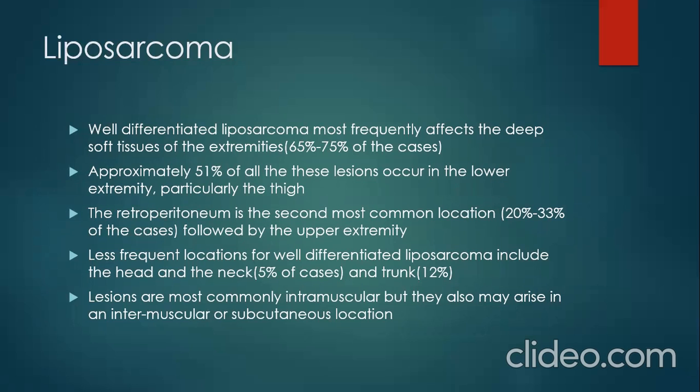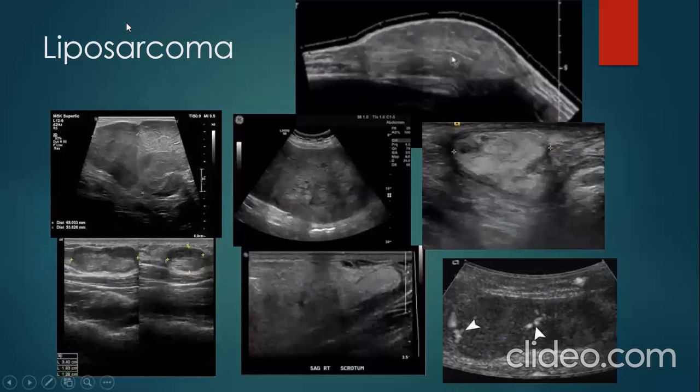Most of the time they're intramuscular, but they may also arise intermuscular or sometimes subcutaneous. So we might get them in a subcutaneous location. These are just various images showing these liposarcomas. As noted in these images, most of these liposarcomas are huge. As you see here, we actually get to use the low frequency transducer because of this huge deep liposarcoma. This was also a low frequency transducer. These are just some images showing you the liposarcomas that you might encounter.